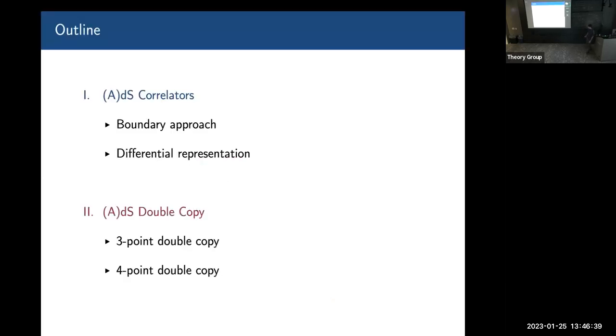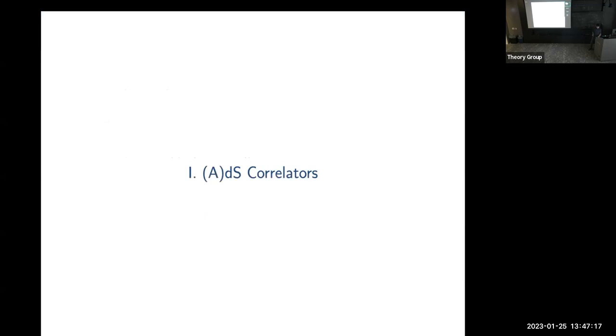Okay. So here's the outline. In the first part of the talk, I'll try to review some of the basic properties of these correlation functions. In particular, I'm going to highlight the boundary way of thinking about these correlation functions, and then introduce the so-called differential representation of these correlators. Okay. And this differential representation is going to play a crucial role in the double copy. In the second part, I'll show you how this differential language can be used to construct the double copy in AdS and dS, first at the 3-point level and then at the 4-point level. All right. Is there any question before I move on?